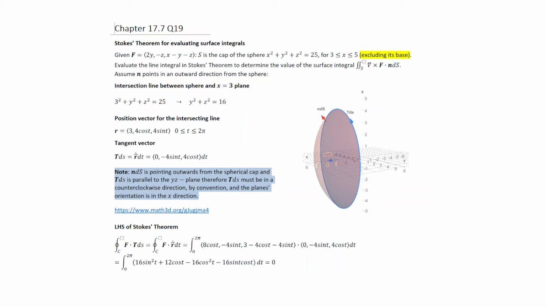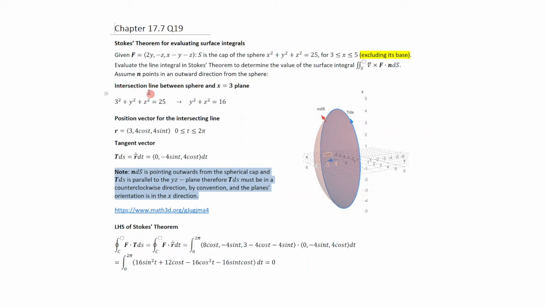And we're asked to evaluate the line integral in Stokes' theorem to determine the value of the surface integral of curl of f dot n dS. We're going to assume in this problem, as part of the problem statement, that n points in the outward direction from the sphere. So this surface that you see here is the outer portion of that dome, and this is the n dS that's pointing out. By convention, if n dS is pointing outwards from the sphere, then by the right-hand rule, t ds will have to be going in this direction. If we wrap our fingers in this direction, that points in the direction of n dS. So we just applied convention to understand what the direction of t ds would be.